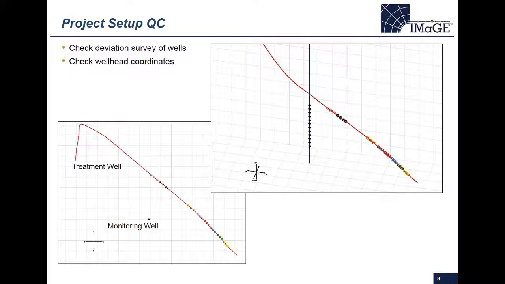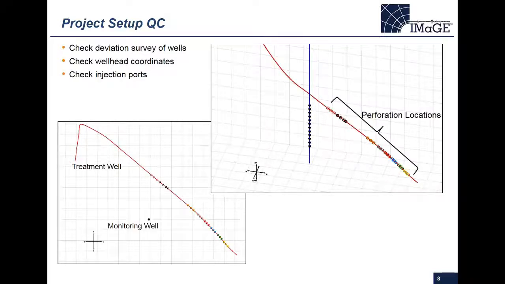So for project setup QC, you really want to look at the deviation survey of wells and your wellhead coordinates to make sure that everything was imported into your project correctly. You want to make sure that everything had the same units, so whether they're both meters or feet, and make sure they're all in the same UTM zone or coordinate system, so NAD 83 or 27 or anything like that.